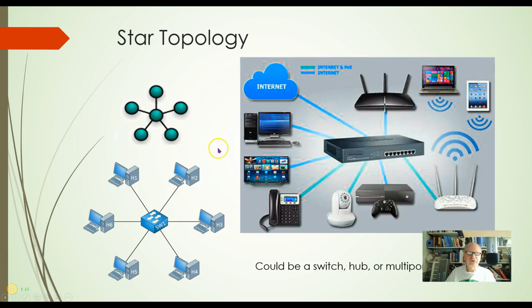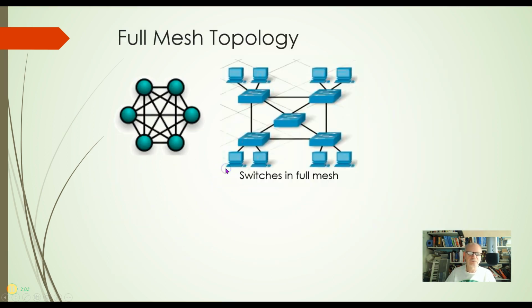The next one is the star topology. It looks like this. Here you have a central device. Could be a hub, could be a switch. So here I've got a central device and these things all coming off of it like a star. This is the most common way that we do this today. Here's a schematic of the same thing. The full mesh topology is where every device is connected to every other device.